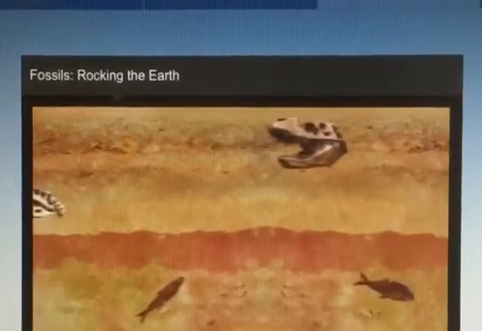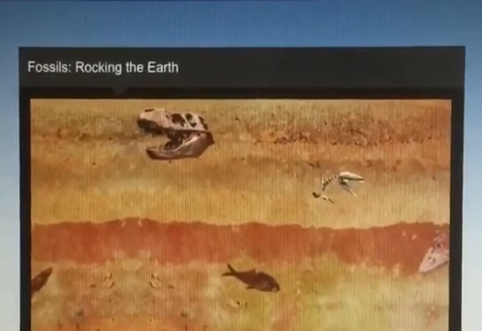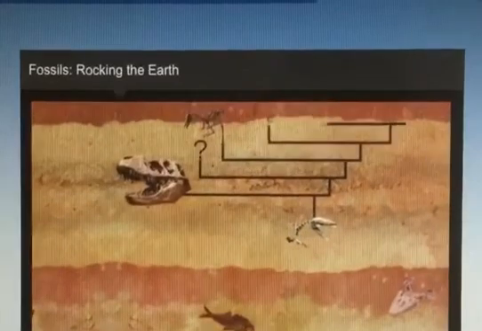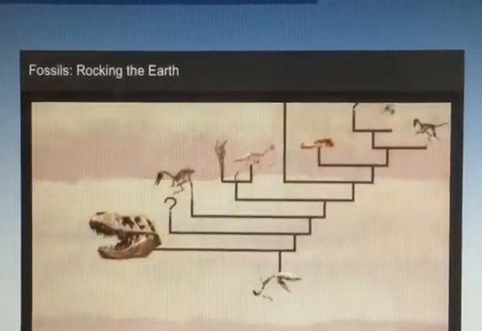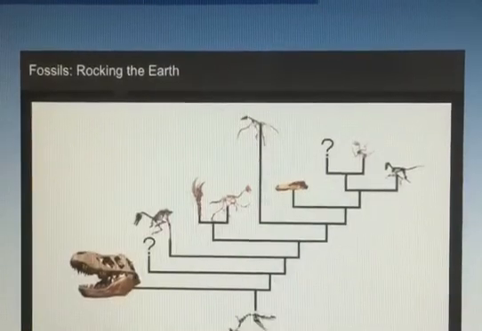It's not complete, however, because not all organisms get preserved and not all fossils get found. So the more of these fossils we have that we can place on the tree, the more it tells us of when different features of organisms evolved.